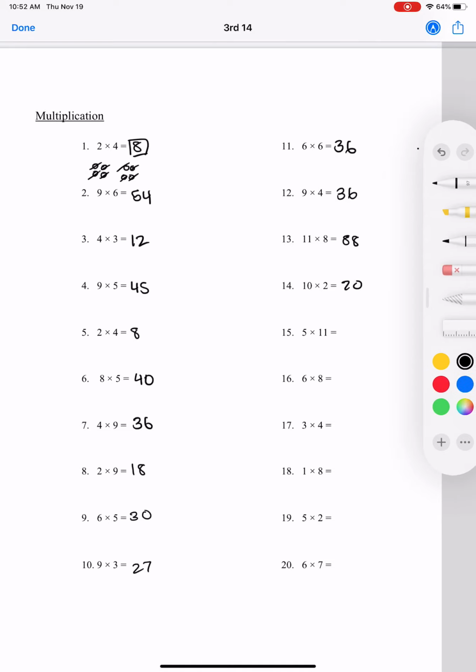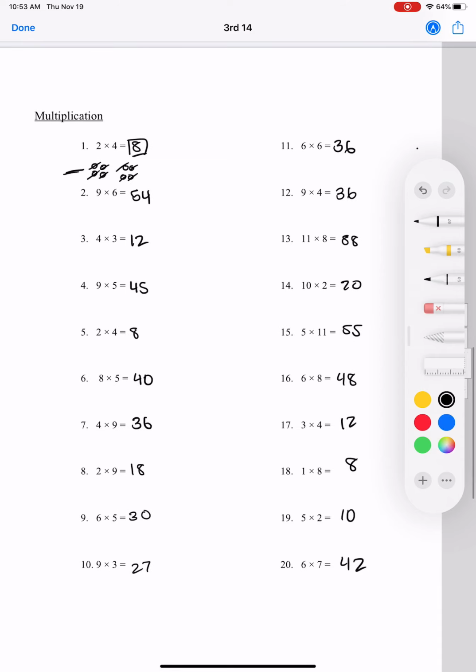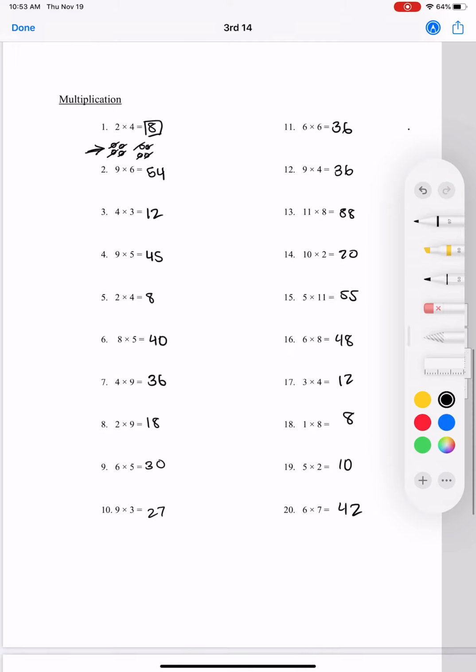So you can check your answers with the answers that I've written, and you can use this method, although it takes a long time. If you haven't memorized your multiplication tables yet, then you can use this method.